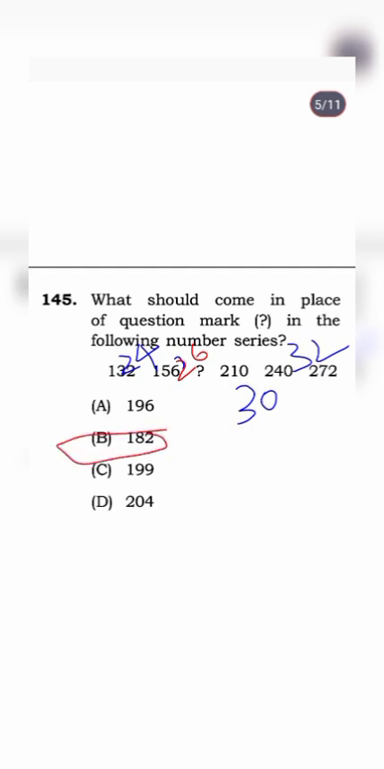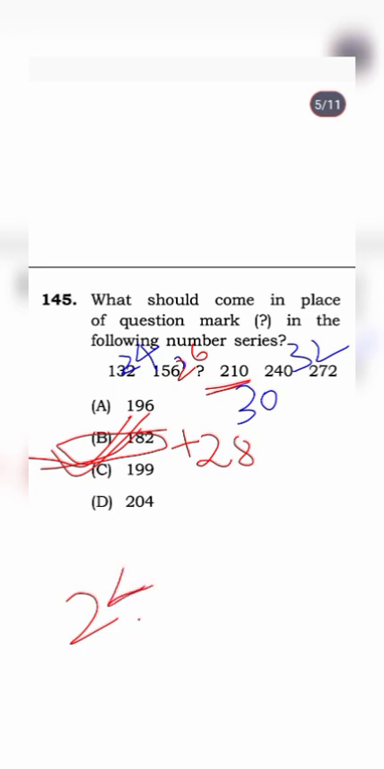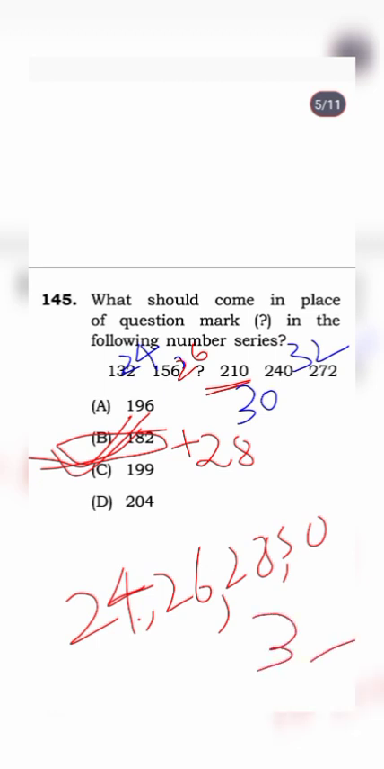We will get 182. Let's cross check it. If we add plus 28, after adding 2 to 26, we will get 28. If we add 28 to 182, we will get what? 210. So I think it's going good. So B is the correct answer, 182. What sequence are we going? 24, 26, 28, 30 and 32. Okay, I think we are good with this.